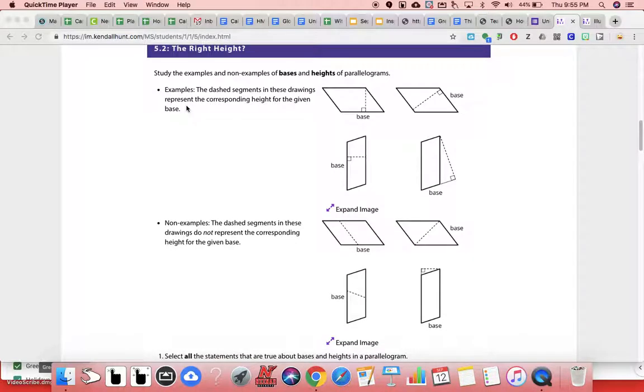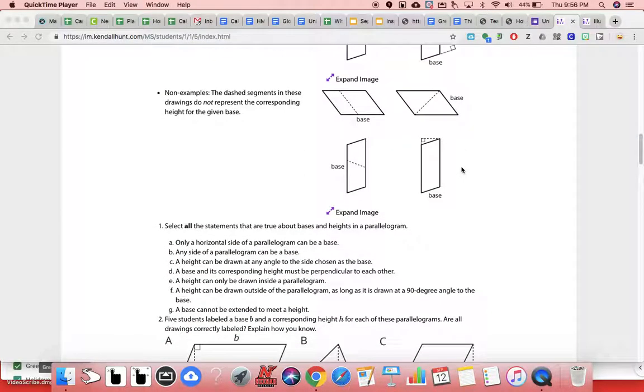You may start to wonder, why are some of the dashed segments inside the parallelogram and some of them outside? You might wonder, what's the rule for the dashed segment to be considered the height? And you might wonder what the base and the height has to do with the area.